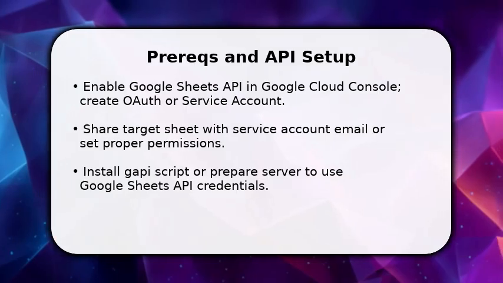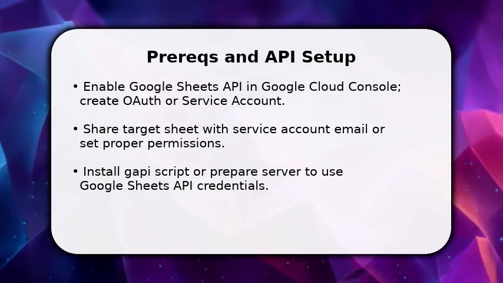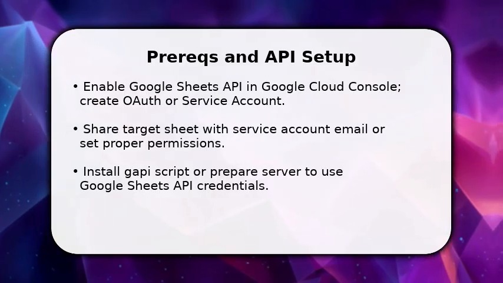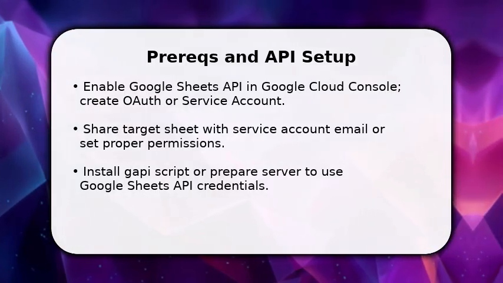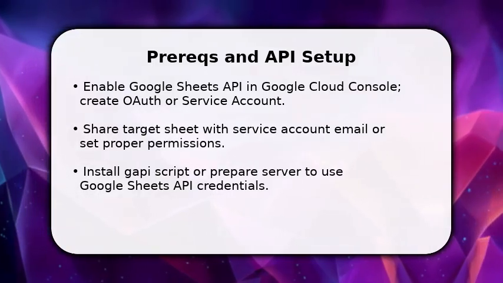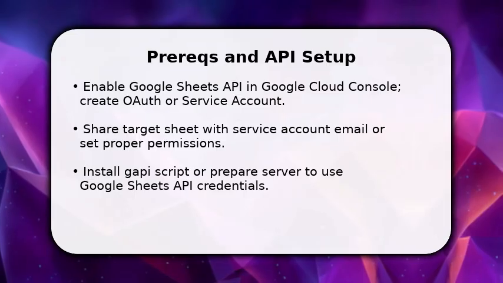You begin by enabling the Sheets API and choosing credentials. Use a service account for server access or OAuth for client flows. Once done, share the specific sheet with the service account email or set sheet permissions to allow API reads.